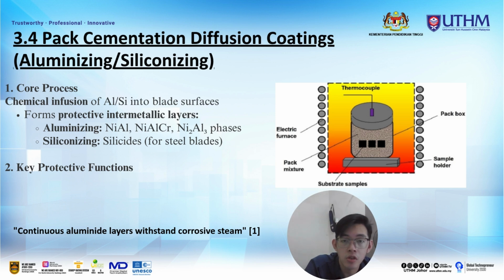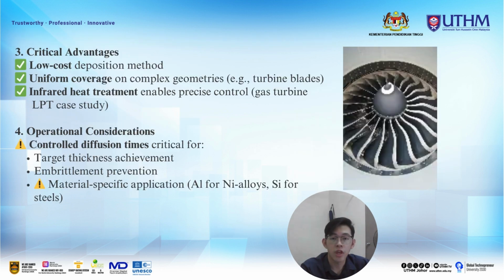Siliconizing resists oxidation and corrosion, and the primary threat is steam environments. The advantages involve low-cost, uniform coverage on complex geometry like turbine blades, and post-heat treatments enable precise control. The operational consideration is to control the diffusion times, which is critical for achieving the target thickness and also for embrittlement prevention.